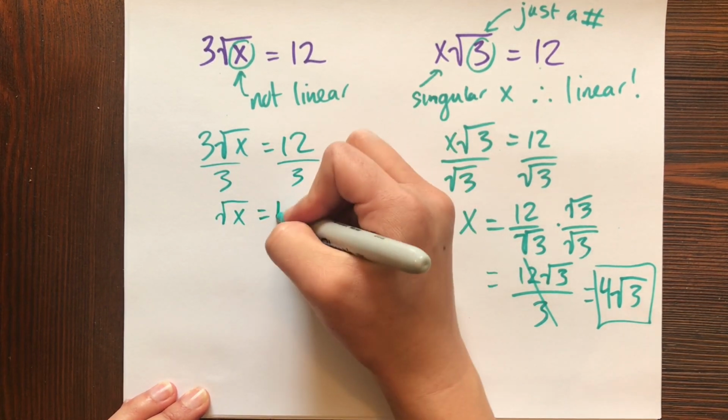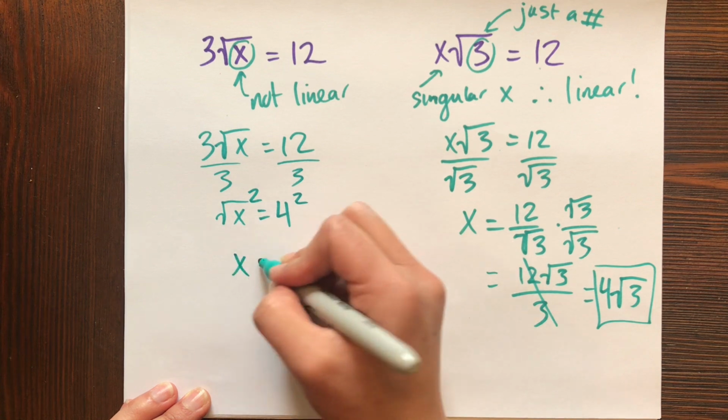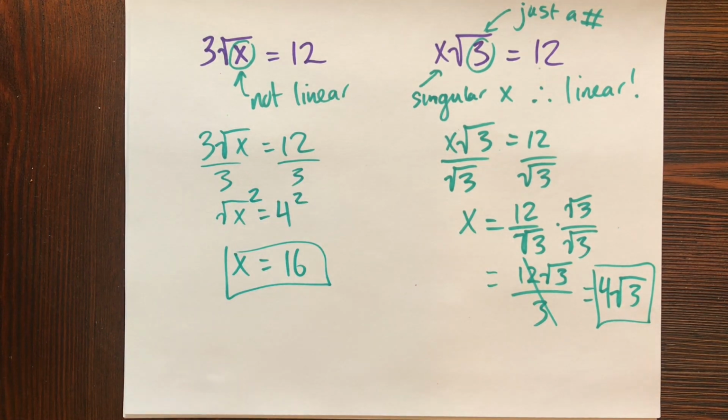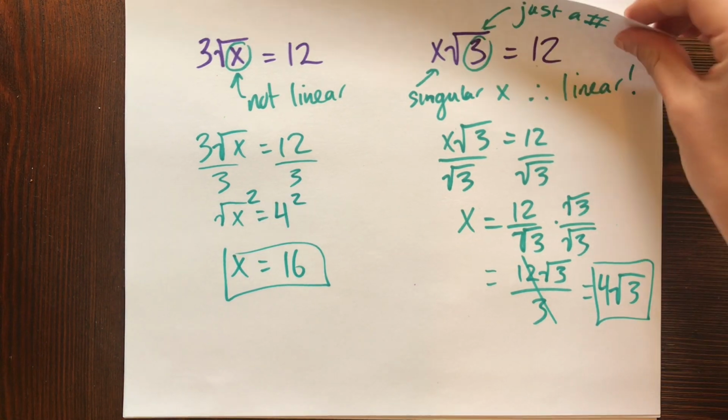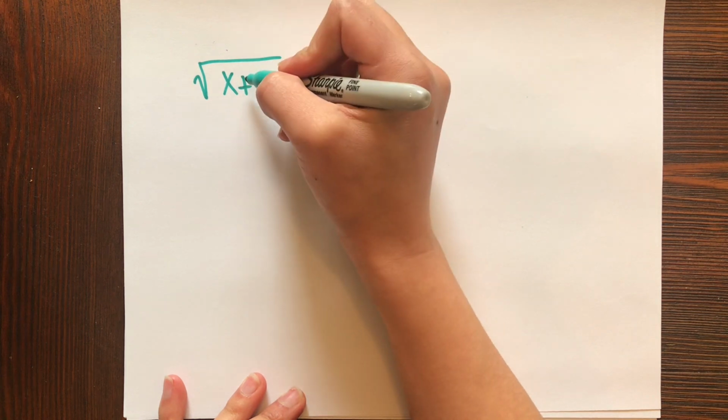So first thing, I'm going to get rid of that 3 by dividing. Always do whatever is easiest first, okay? And then I just square both sides to solve for 16. So that is that. So they almost look the same, but they were quite different.